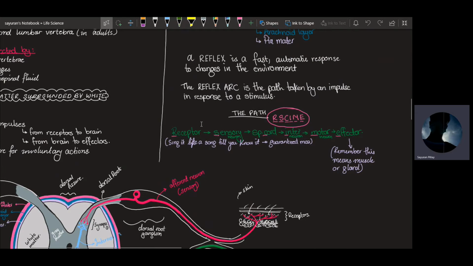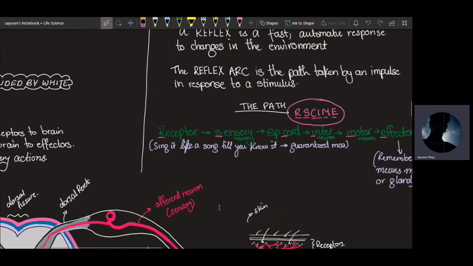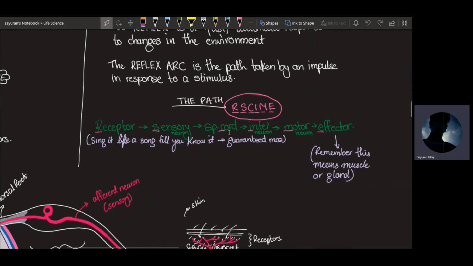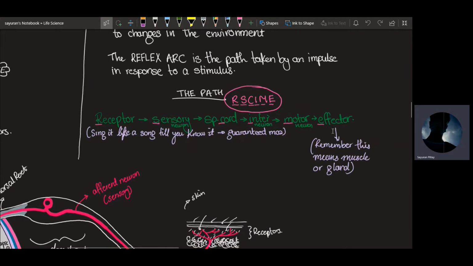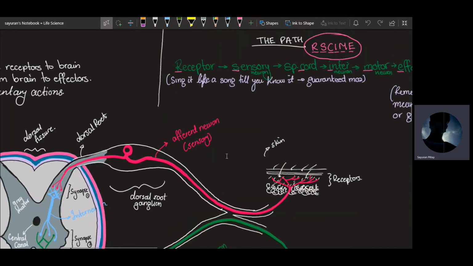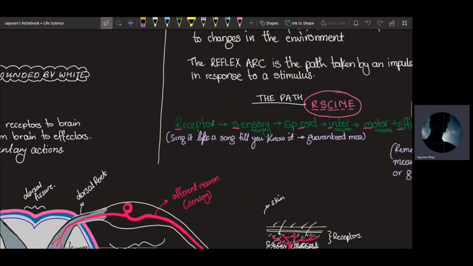Now, I want to give a nice summary here. So, receptor, just tracing the path, right? It goes from the receptor to the sensory neuron, to the spinal cord, to the interneuron, to the motor neuron, to the effector. The effector is a muscle or gland, as I said. I keep saying the same thing because it's important. People forget. Once you do that, they can ask you multiple choice questions to trace the path. Make sure you understand it.